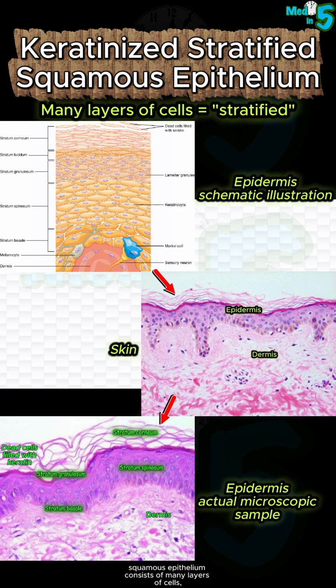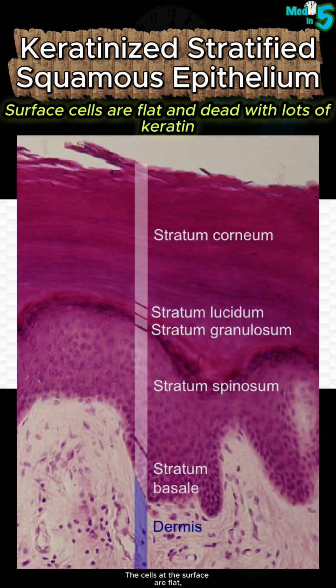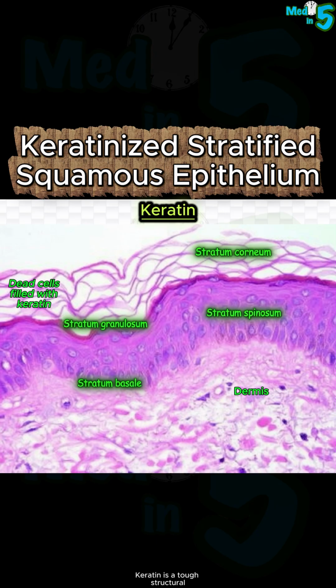Keratinized stratified squamous epithelium consists of many layers of cells, which is why it's called stratified. The cells at the surface are flat, dead, and packed with keratin. Keratin is a tough structural protein that forms the intermediate filaments of cells in this type of epithelium.